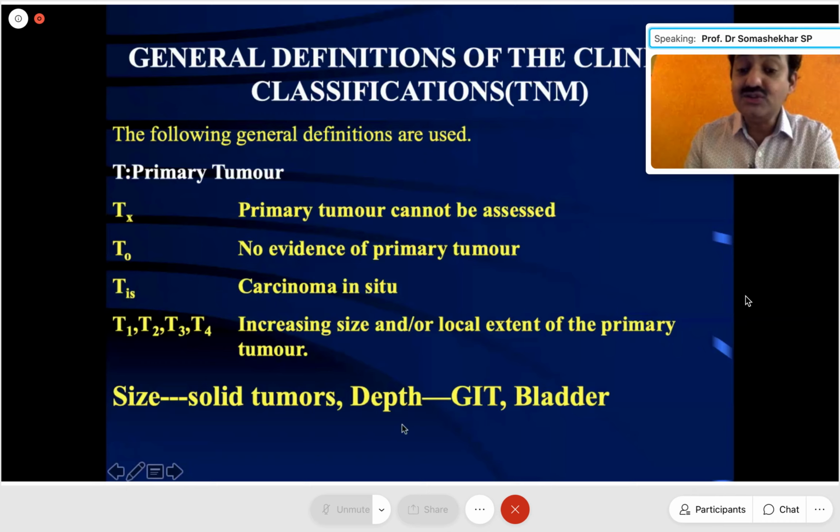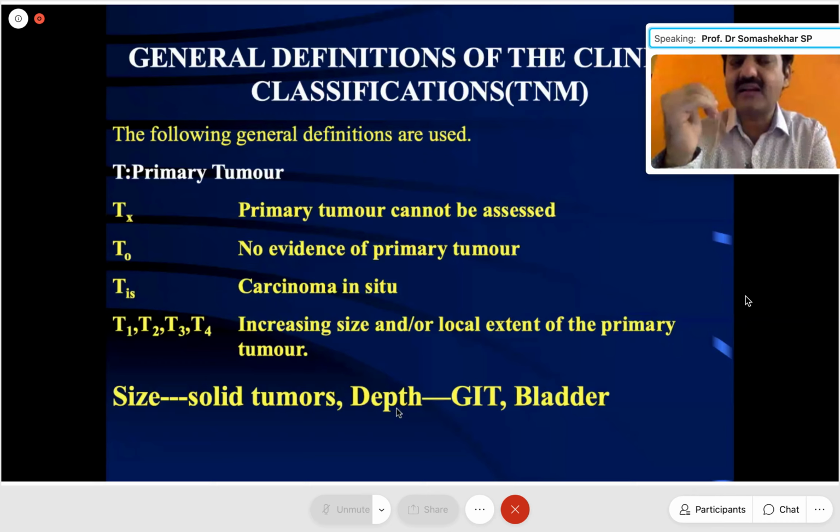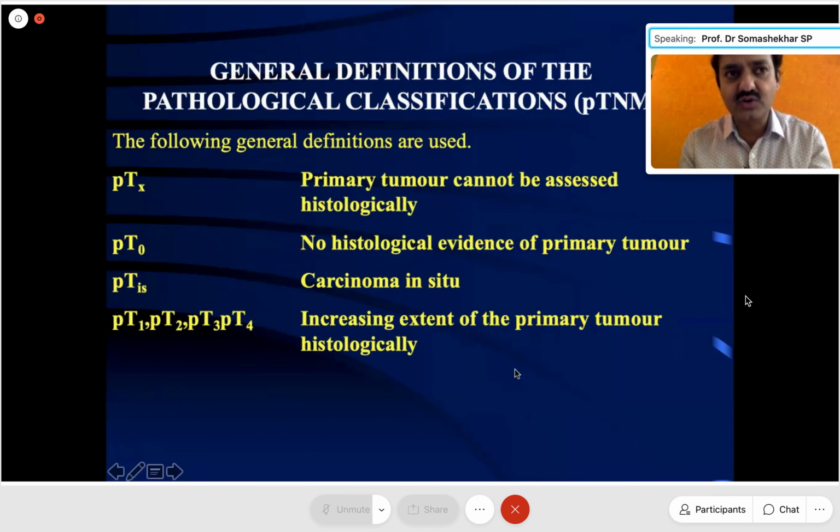But in GI mucosal disease, depth is used. It doesn't matter if you have a 6 centimeter tumor in the stomach, it is not T1, T2, T3 by size, it is the depth. So lamina propria, what is cut. So GI tract, urinary bladder, malignant melanoma, except squamous cell carcinoma skin, which we call epithelioma, and melanomas, in this depth is there. So remember where size is used, where depth is used. As I told you, you don't have to write down, I'll share the slides later.